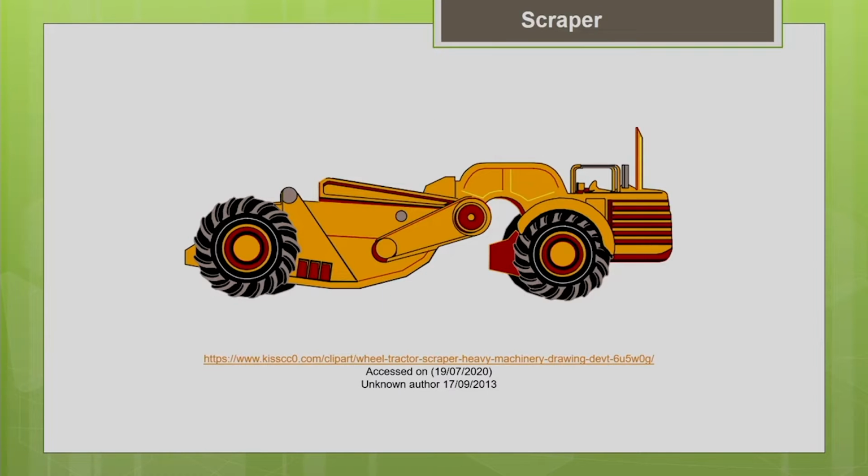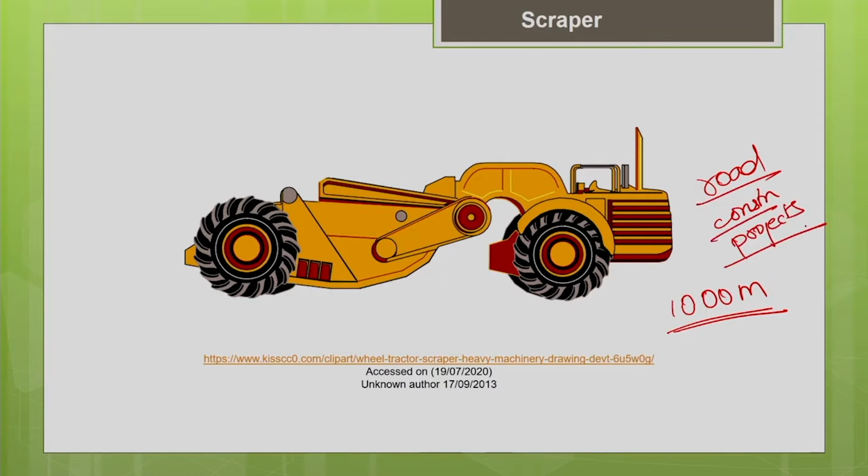I hope most of you might have seen the scraper. This is a picture of the scraper. The scraper is basically used for medium to long haul distances, say up to 1000 meters. You can commonly see its application in road construction projects. It is commonly used in foreign countries, but in India we cannot very commonly see the scraper.